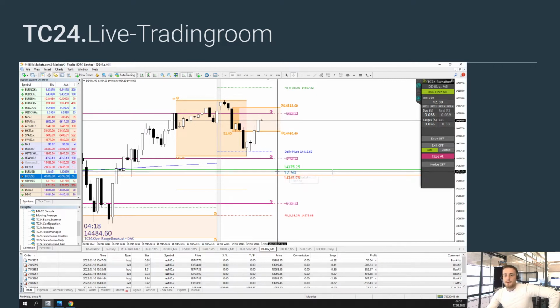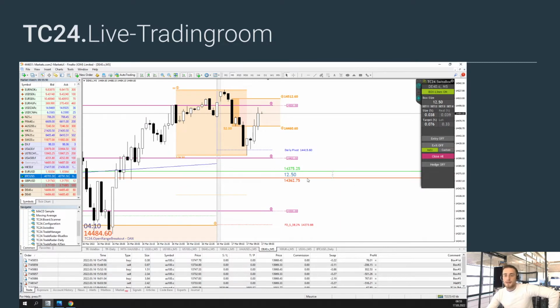Now in the middle, you might notice 12.5. That's telling us there's 12.5 points of range in market price between those two pending orders. Ultimately, our goal here is to trap the market within that small range before we expect any kind of big market movement, any breakout.